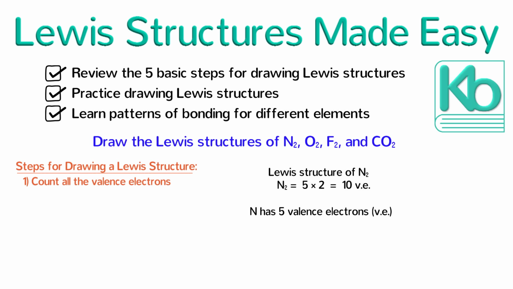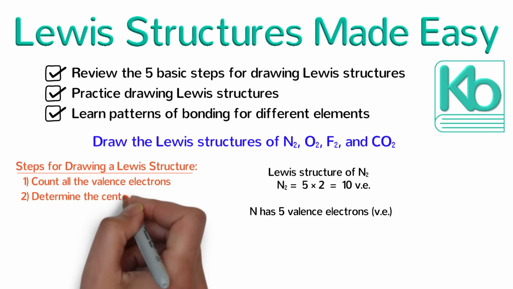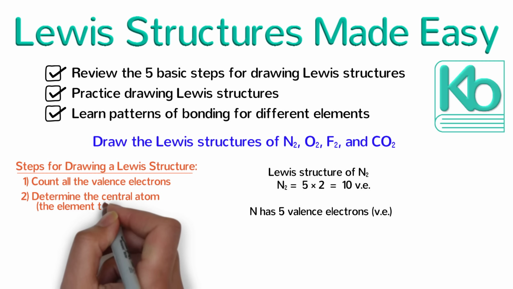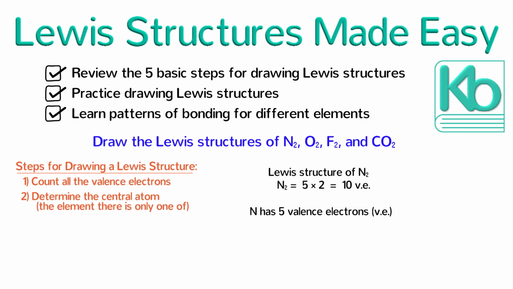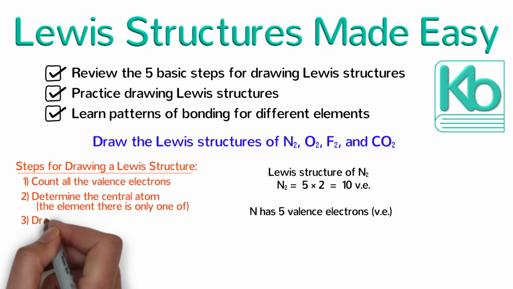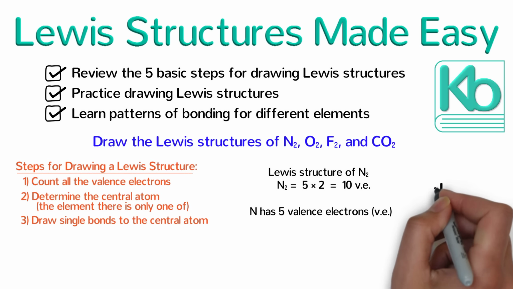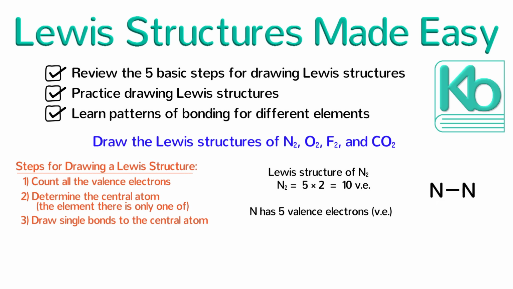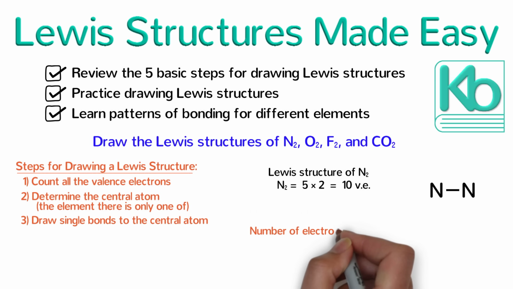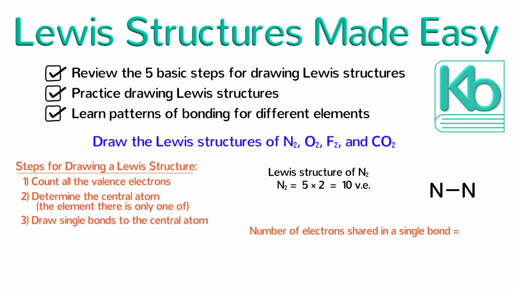The second step in drawing a Lewis structure is to determine the central atom, which is usually the element there is only one of. However, for diatomic molecules such as N2, there is no central atom, so we can skip this step. The third step is to draw single bonds between atoms, so we draw our 2 nitrogens and we put a line between them to represent the single bond. Do you remember how many electrons are shared in a single bond? That's right, one line represents the sharing of 2 electrons.